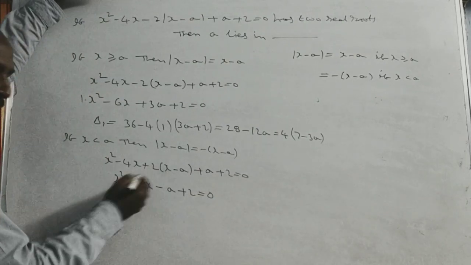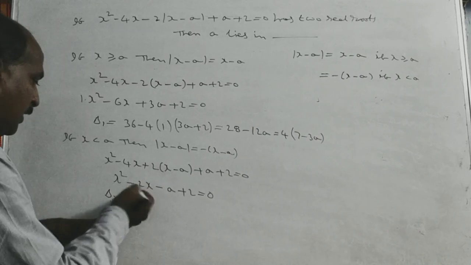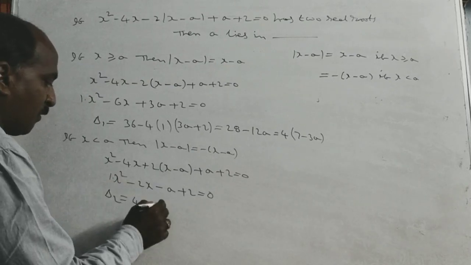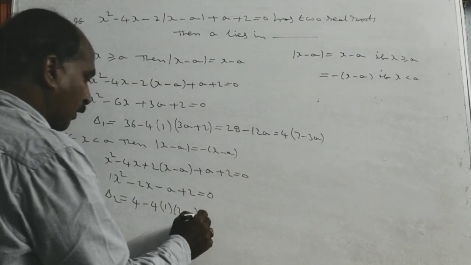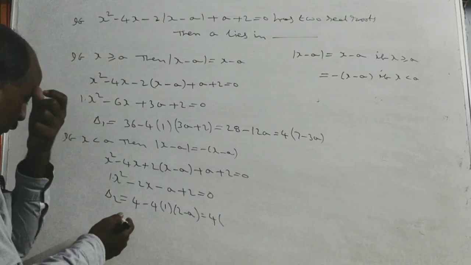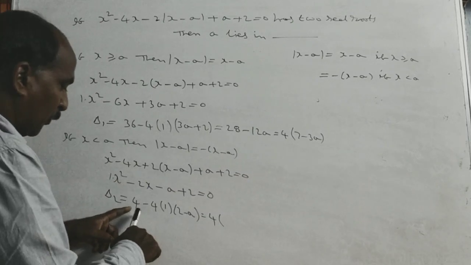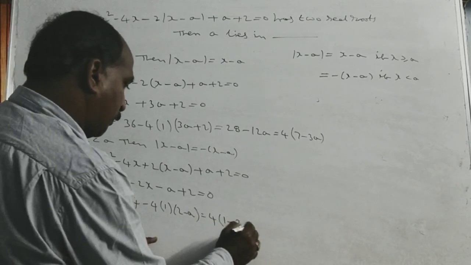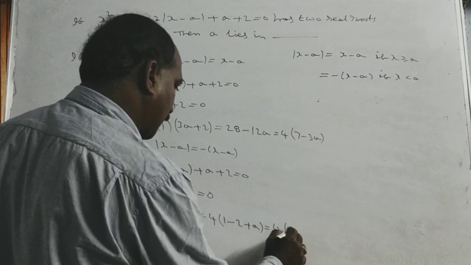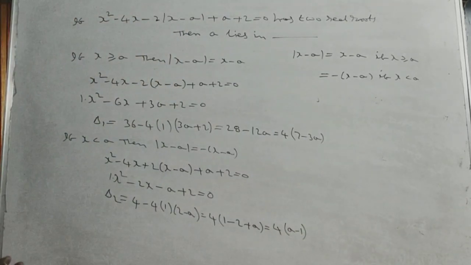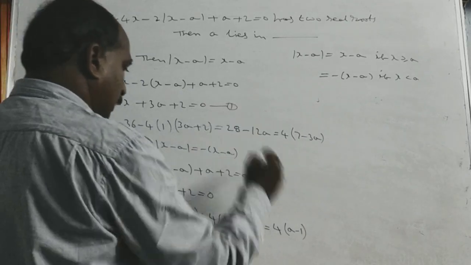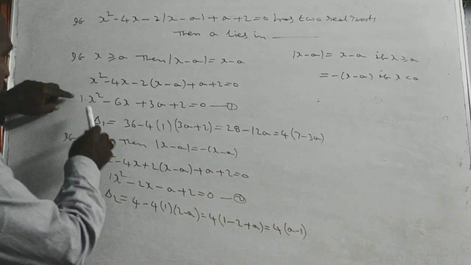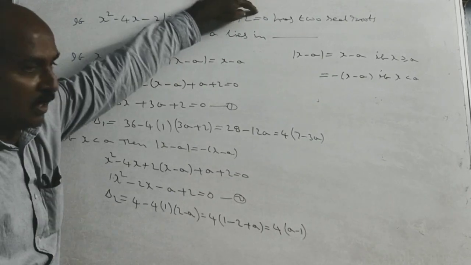Let delta 2 be the discriminant of this equation. Delta 2 = b², which is (−2)² = 4, minus 4ac, 4 into a, the coefficient of x², which is 1, and c is 2 − a. Taking 4 as common, we get 4(1 − 2 + a), which is equal to 4(a − 1). This is equation 1. This is equation 2.